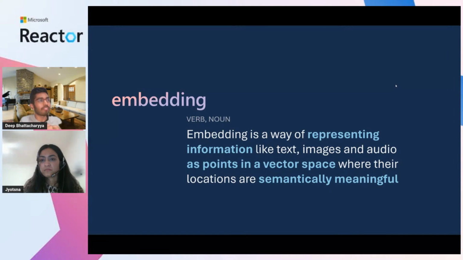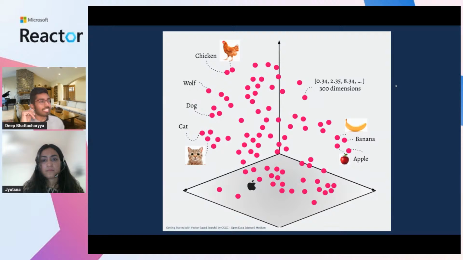Embedding models are a way of representing information. So not only text, but you can also use this with images and audio, representing them in a vector space where the locations are semantically meaningful. As an example, I have mapped different groups of words in here. Maybe you've got some animals that you do eat on the top left and some animals that you don't eat on the bottom left.